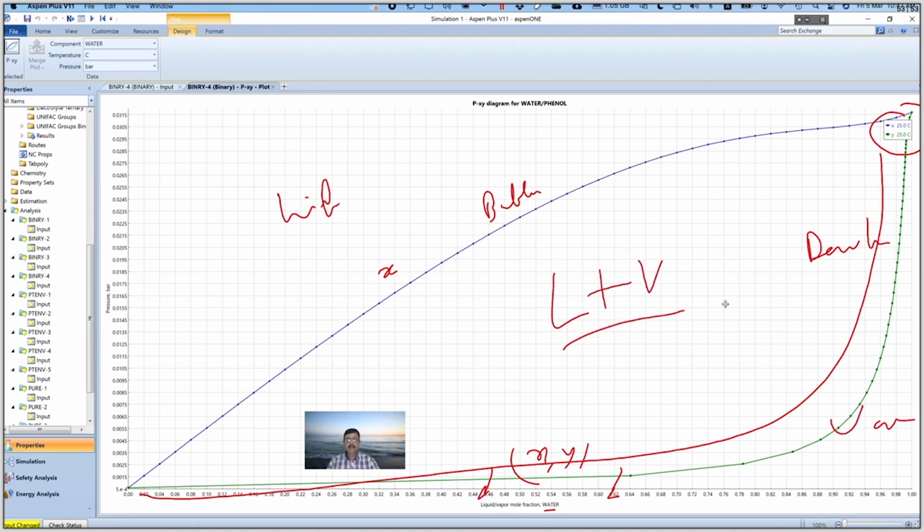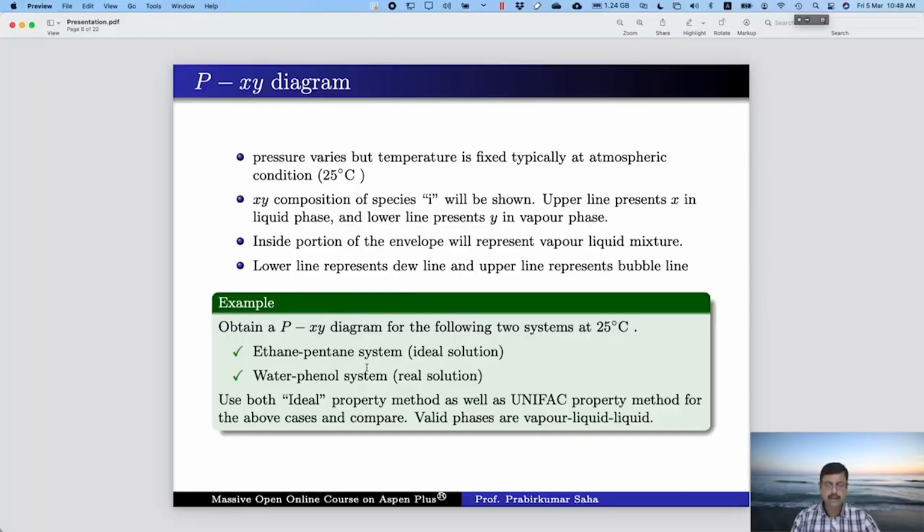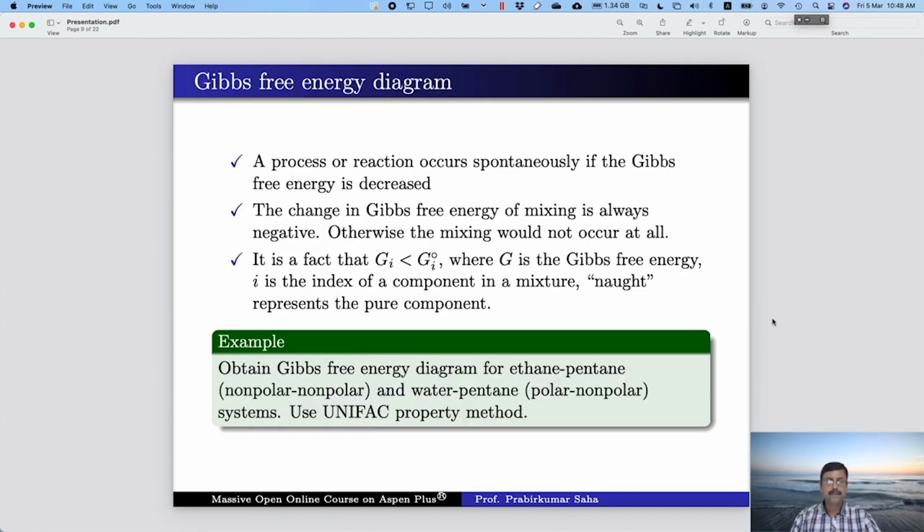Okay, so this is how you can get a PXY diagram. So you can practice the other ones. I have done the PXY diagram at 25 degrees centigrade for the water phenol system using UNIFAC. So you can try out with the ideal property method, and also you can change the components to ethane and pentane and try out both the ideal property as well as the UNIFAC property. Others will remain the same. Now let us learn the Gibbs free energy diagram.